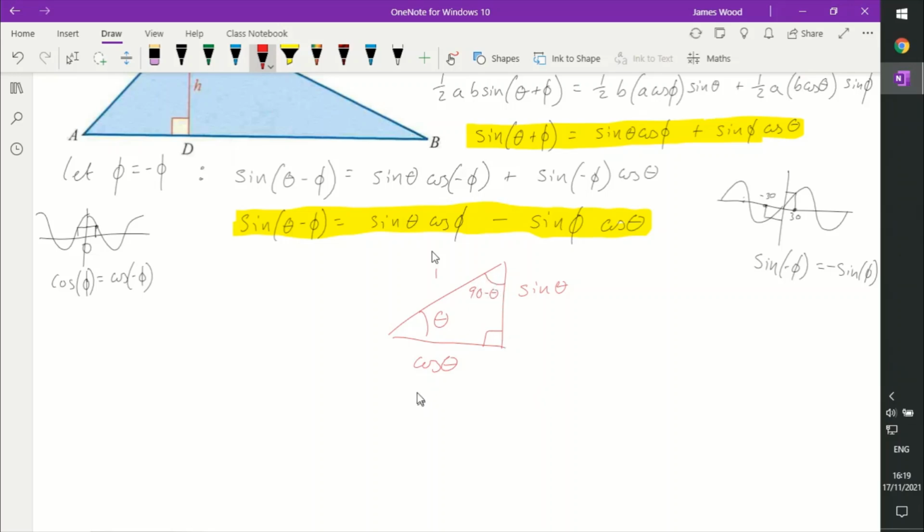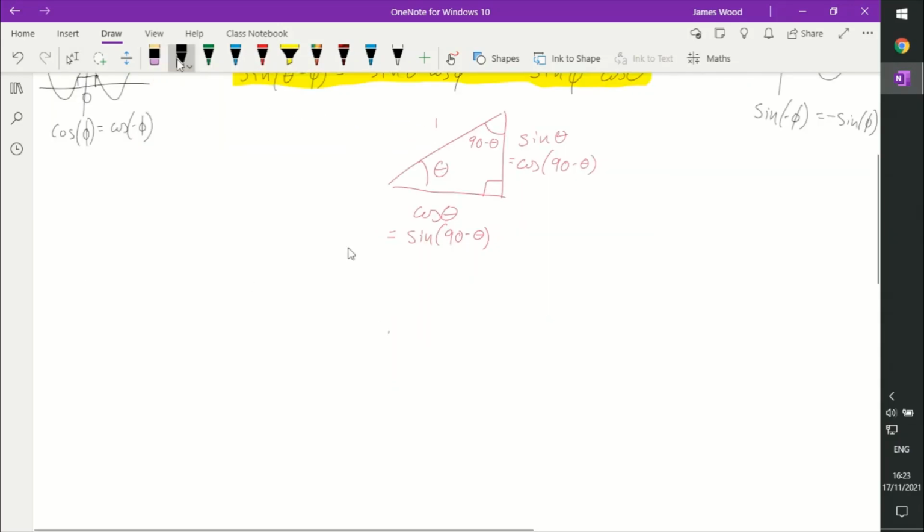So if this is 90 minus theta, this side is now opposite 90 minus theta. So we could write this as sine of 90 minus theta. And we could describe this side, which is adjacent to this angle, as cosine of 90 minus theta. So sine theta is exactly the same as cos of 90 minus theta, and cos theta is the same as sine of 90 minus theta. We're going to use that to derive the next pair of formulae. We're just going to use our sine A plus B formula from earlier. So that was sine of theta plus phi, which we could instead write as sine theta cos phi plus sine phi cos theta.